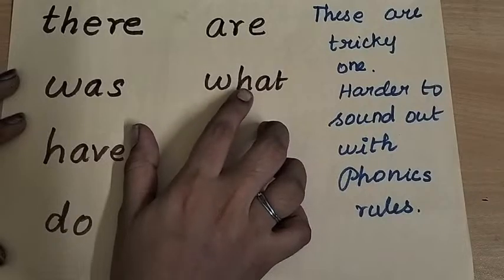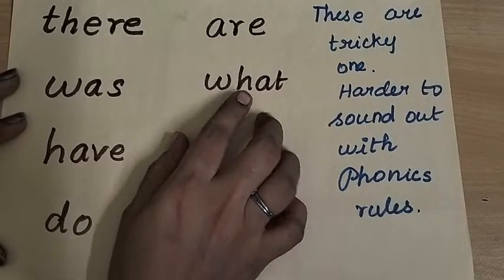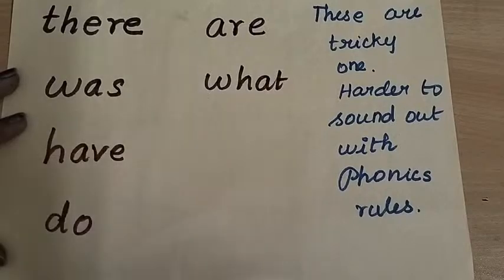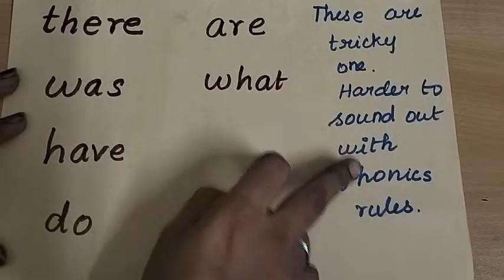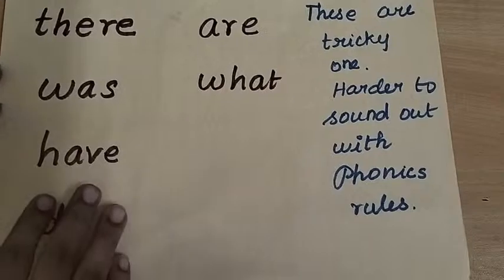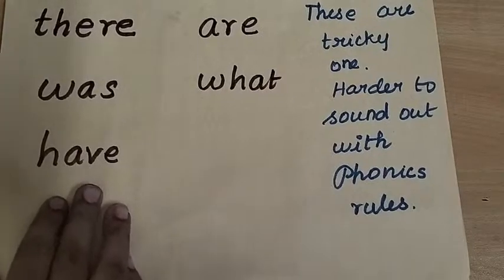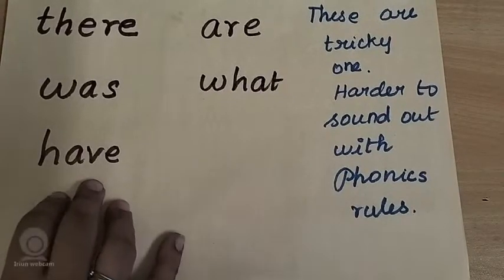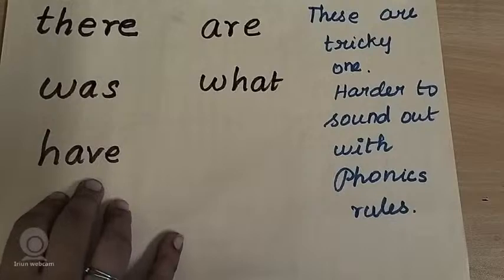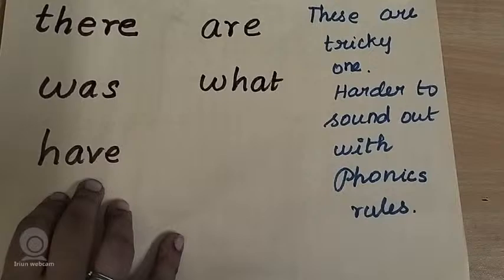But what is the original sound? That is what. So these are the tricky words we have selected from sight words, which are tricky because they are harder to sound out with phonic rules. The words which are very hard to pronounce with the phonic rules, among the sight words, are known as tricky words. So this is the simple difference between sight words and tricky words, which are harder to pronounce.